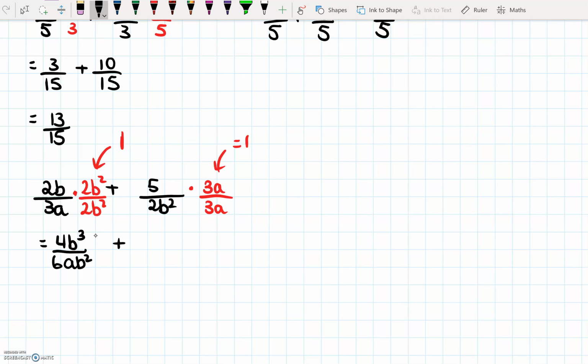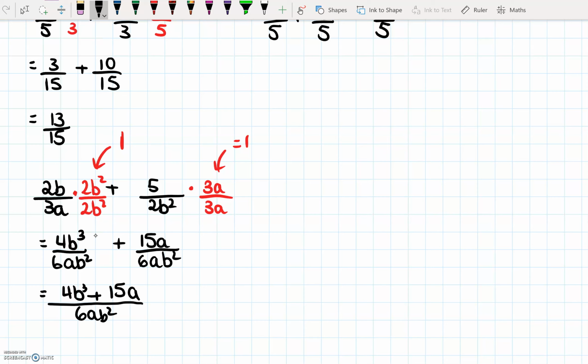Plus, let's look at the other one. 5 times 3a is 15a over 2b squared times 3a. So 2 times 3 is 6, and b squared times a is, remember, alphabetical order, ab squared. So now what we have is 4b cubed plus 15a over 6ab squared. And we're done. So you use the same strategy that we use for normal fractions for these ones.